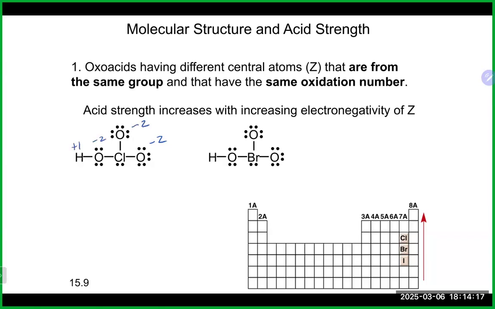Hydrogen is +1. So if I add up all my negative charges there, that's 2, 4, 6 on the negative side. -6 plus 1 is -5. The chlorine here is rocking a +5 oxidation state in this particular case to balance it out to 0. We do it for the one on the right. -2 for this oxygen, -2, -2. Once again, +1. That means here again, the bromine is also rolling with a +5 oxidation state.